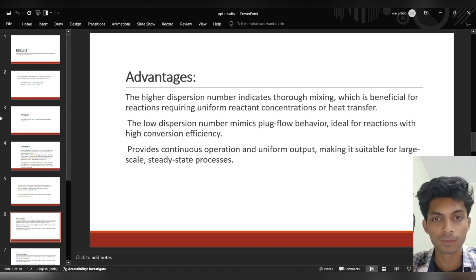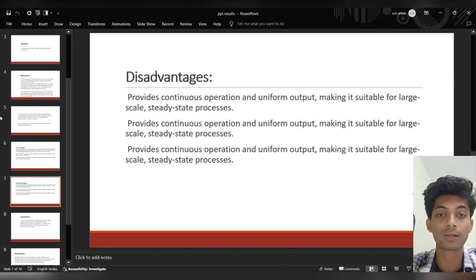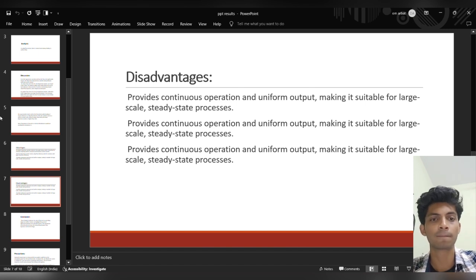Now let us come towards some disadvantages. So for a low flow rate of 10 lph, energy efficiency: high mixing can lead to higher energy consumption due to recirculation and stirring. Now for lower conversion, higher dispersion may cause back mixing, reducing the conversion efficiency of the reactor. Difficulty in scale up, as reactors requiring high dispersion are challenging to scale without maintaining uniform mixing.